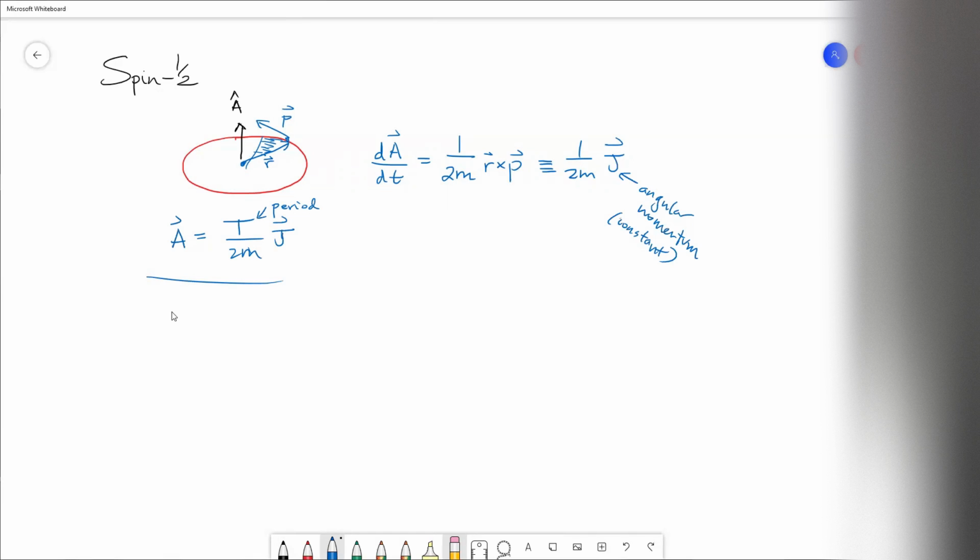Could you just say what the A vector is again? It's defined so that the magnitude is the area swept out by the orbit as it's orbiting around, and the direction is given by the right-hand rule. You can imagine some particle orbiting around this circle, and the direction is given by the cross product between the position and the momentum, so r cross p.